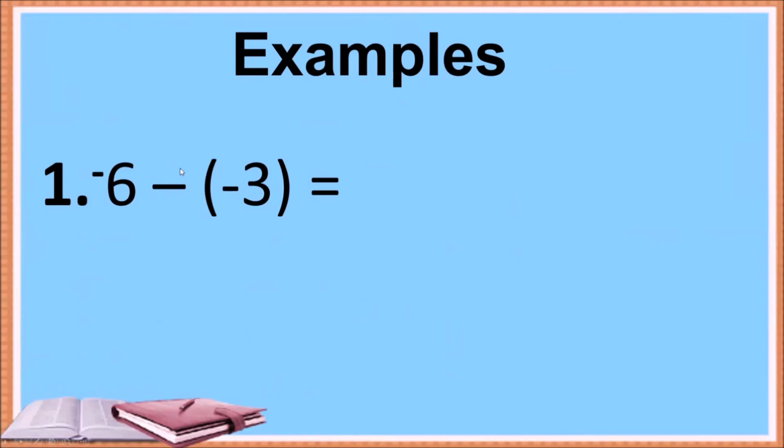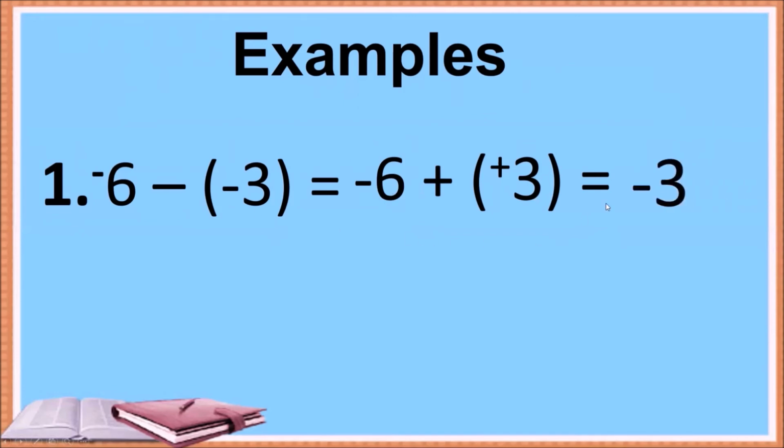Ito yung operation, papalitan natin ng plus. Ito ang subtrahend. Itong negative, papalitan natin ng positive. Kung ito'y positive, ito ay magiging negative. Therefore, negative 6 plus positive 3. Then apply addition of integers. Magkaiba ang sign, kaya isusubtract natin ang 6 minus 3 ay 3 at ang sign ng 6 ay negative. So negative 6 minus negative 3 is equal to negative 3.